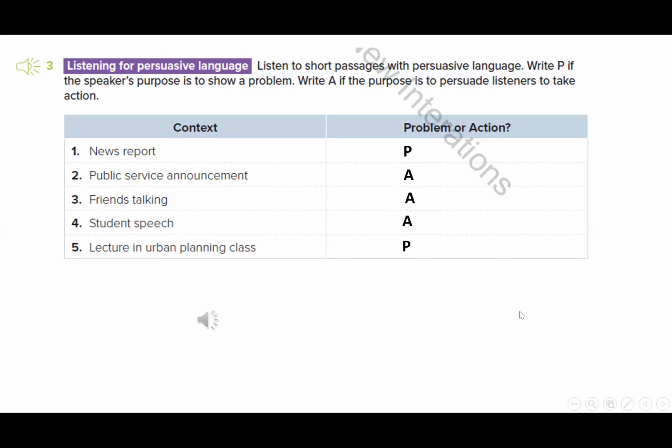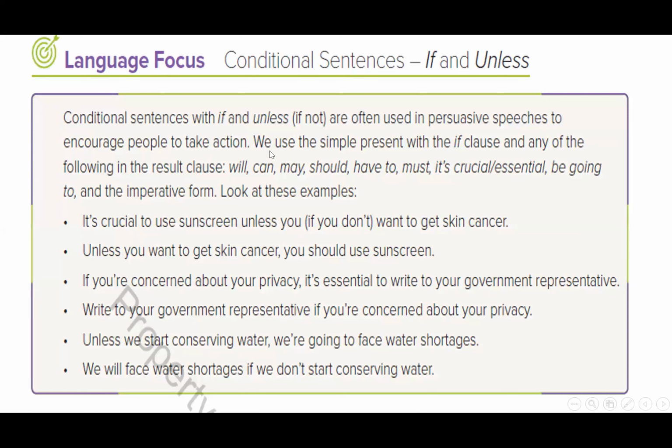Let's move to the next one. Language focus: conditional sentences, if and unless. If means if, unless means if not. I think it's easier. Here are the examples.